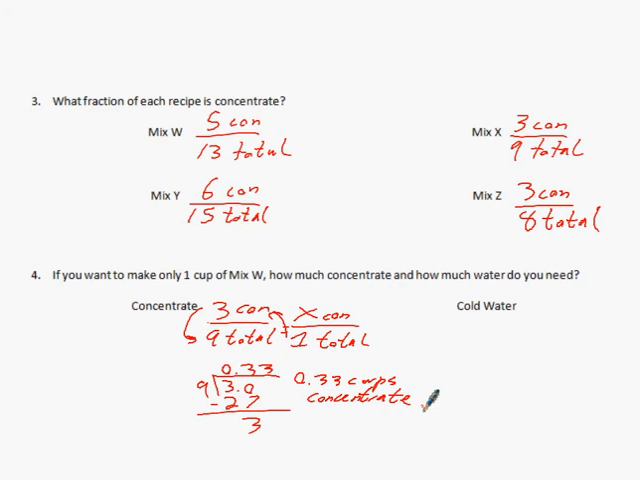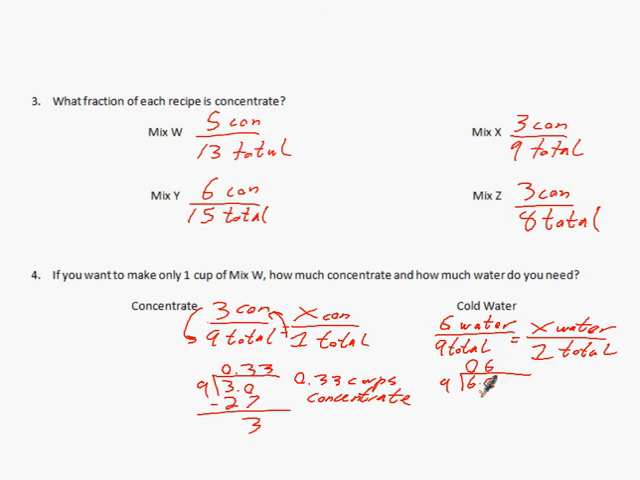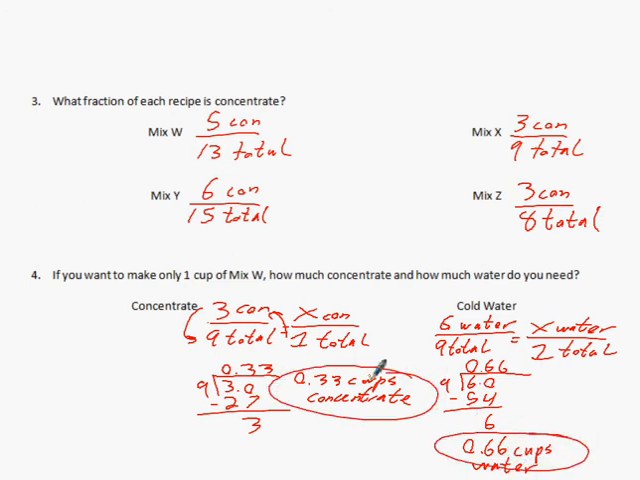Now cold water. 6 cups of water over 9 total, x water over 1 total. 1 times 6 is 6 divided by 9. 9 does not go into 6. Goes into 60 6 times, which is 54. Subtract, we get 6. Repeats, so 6s repeat. So 0.66 cups of water. I'm going to circle those so my answer is clear.